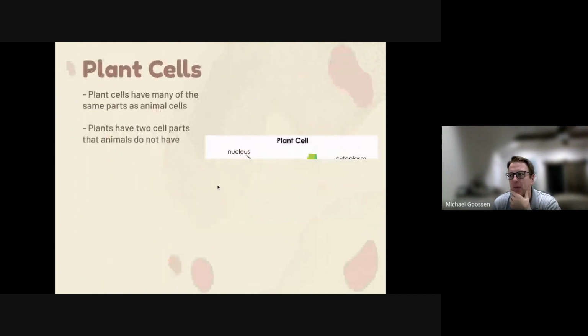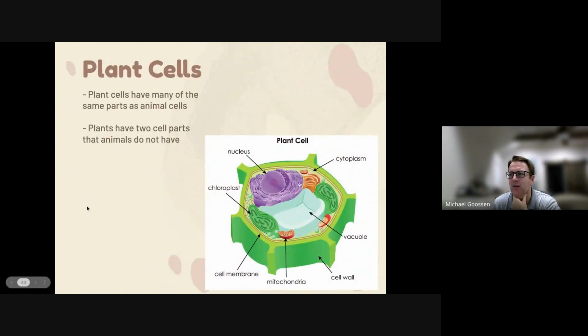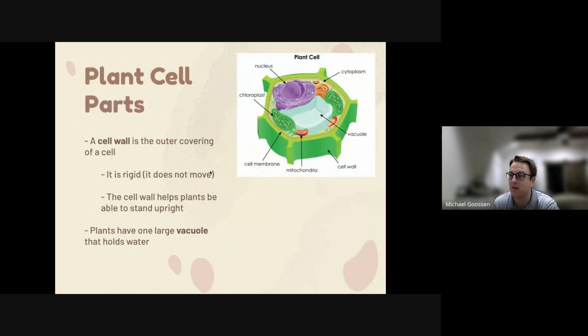All right, let's talk about plant cells. So plant cells have a lot of the same things as animal cells, but also some extra things like a cell wall. So the cell wall is kind of like the cell membrane, except it's extra strong, and that's what gives it its stiff feel to it. And then next we got vacuoles, which animal cells have vacuoles, but plant cells have one large vacuole instead of many small ones.